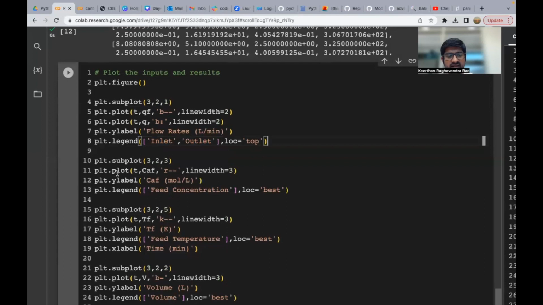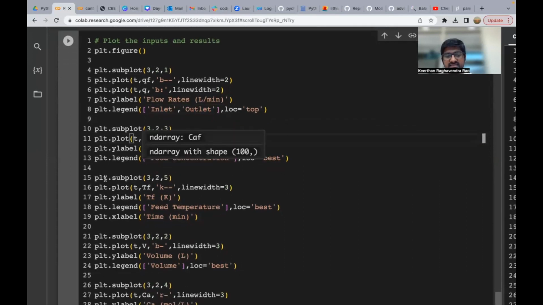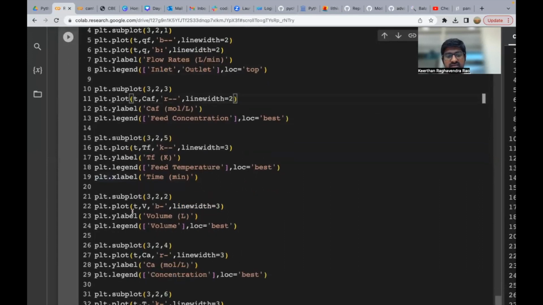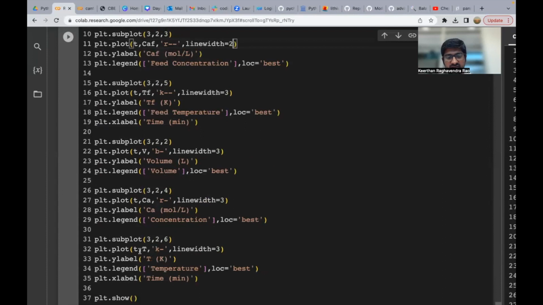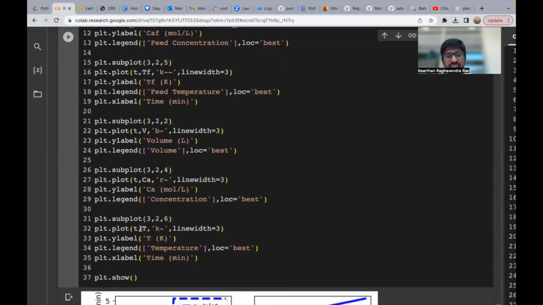So then the third figure has time versus the feed concentration. Again, I have a line width here, and the rest are pretty much similar to the first section here. So this is done for temperature and time versus temperature, time versus volume, time versus concentration, and then you also have it for time versus output temperature, or I forget what it's called, but you know when you have the contents in the reactor coming out. You measure the temperature when it's out of the reactor. And then finally, we do plt.show to show all of this together.